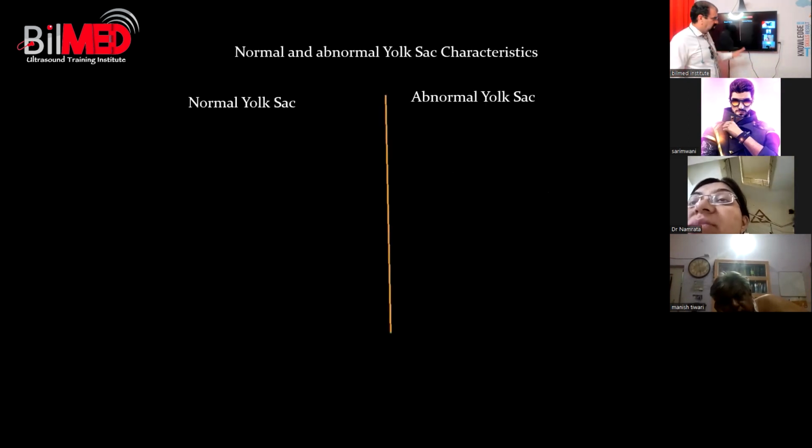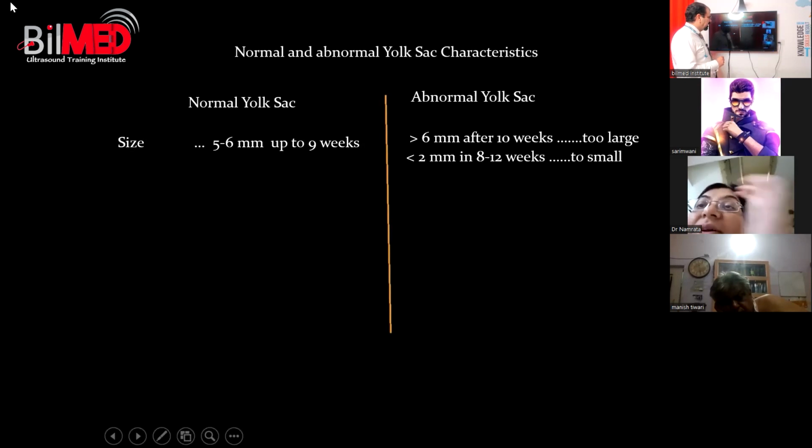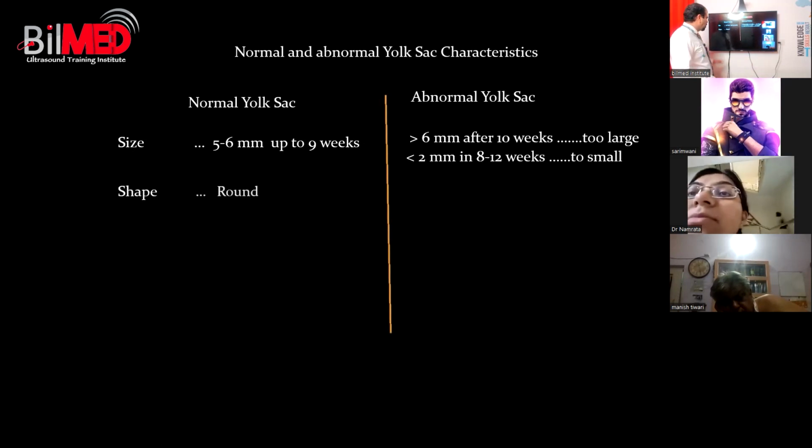Now, normal yolk sac size is 5 to 6 millimeters. Abnormal is greater than 6 or less than 2. Please keep on noting these points. Shape, as already said, is round, not oval, no distortion should be there. If it is oval or distorted, that is abnormal.